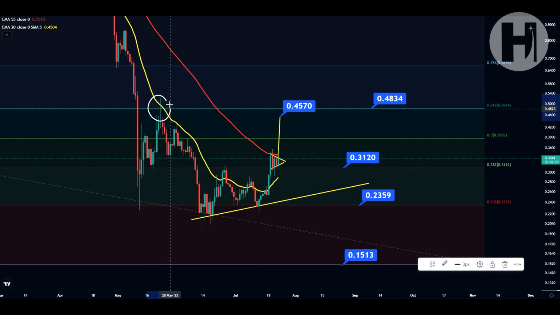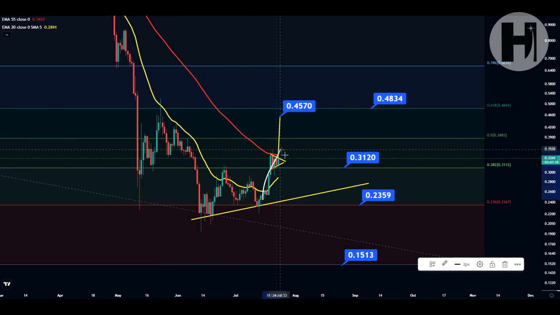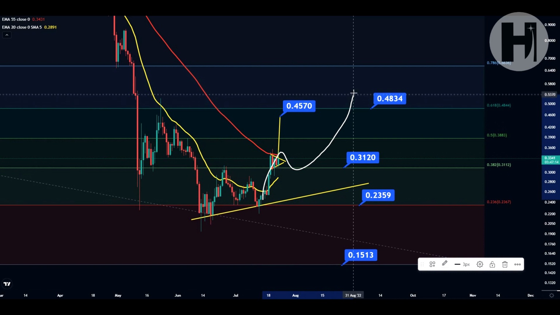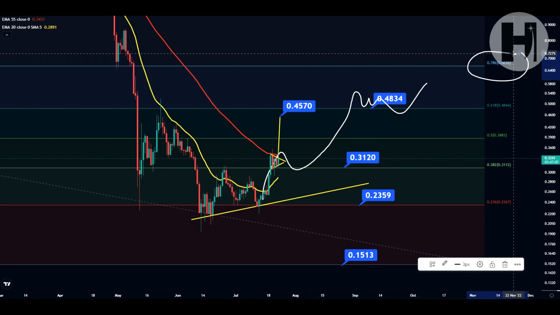As you can see, we did have a wick here to the upside on May 23rd, and we wicked all the way above the golden ratio, but we failed to close a candle above the golden ratio. So that's the important thing. You want to get above the 0.618. You want to close a candle above that and hold it as support. Once you do that, then you can start taking out your next targets.